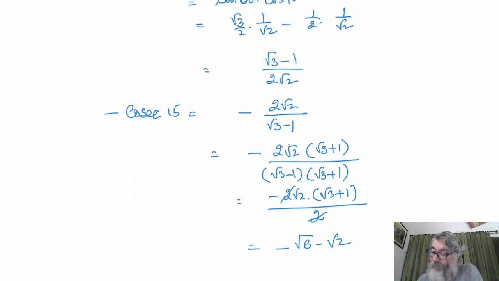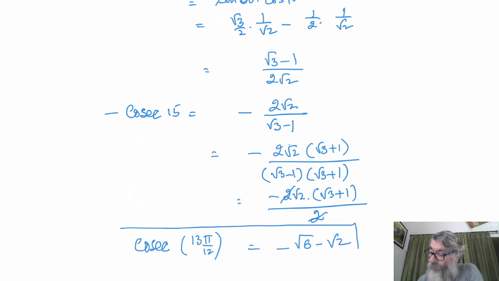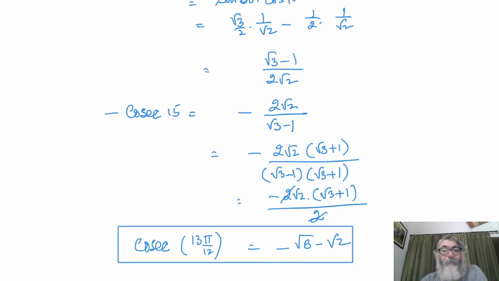Cosec 15, or what was the value? Actually it was cosec 13 pi upon 12. This is the final value for your question. Is that clear?